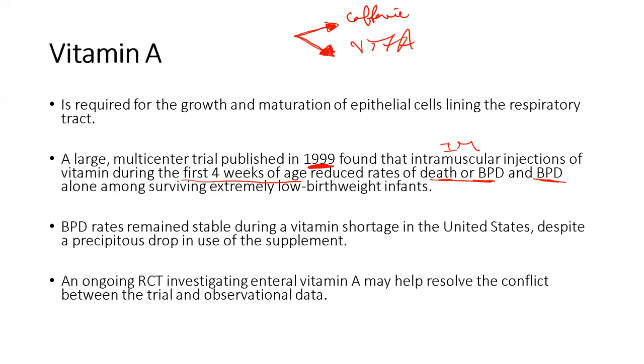In the last few years in the United States, there was a nationwide shortage of vitamin A. What people discovered is that despite the nationwide shortage of vitamin A, the incidence of chronic lung disease did not change or increase. So they used to give vitamin A, and then because of the nationwide shortage they stopped giving it, and they found the result is the same. And that's the open question mark about vitamin A. Now there are ongoing randomized controlled trials to investigate enteral vitamin A for bronchopulmonary dysplasia in order to resolve the conflict. If you have it in your center, I recommend giving it. Okay?